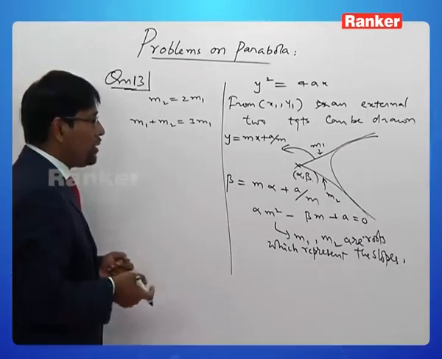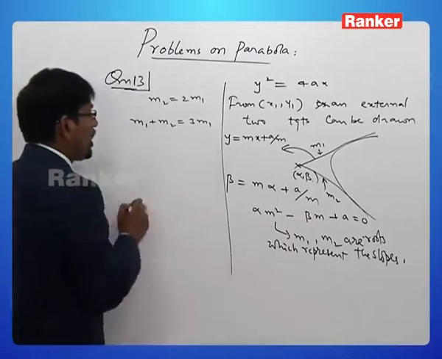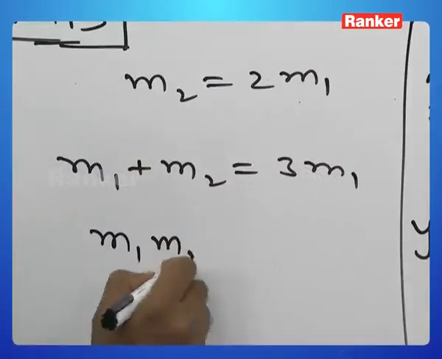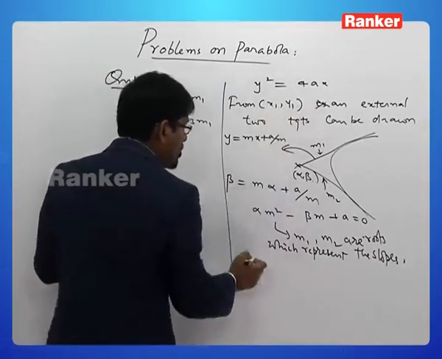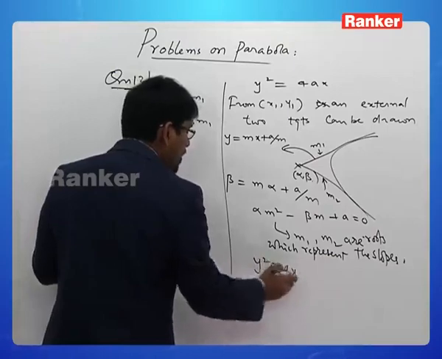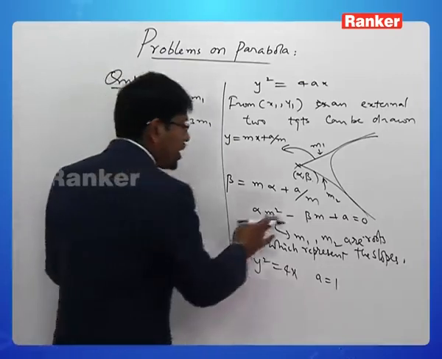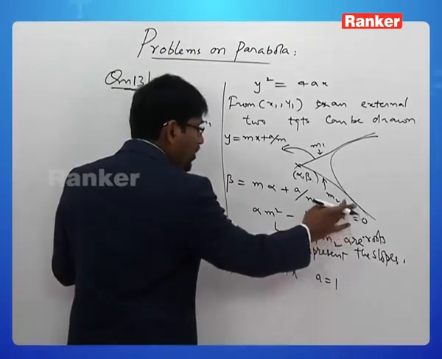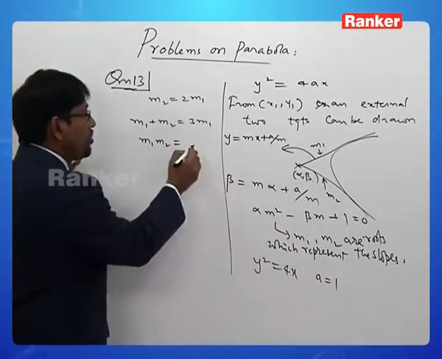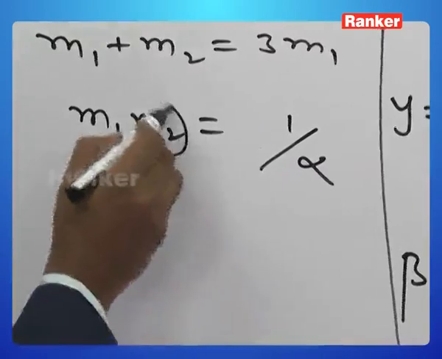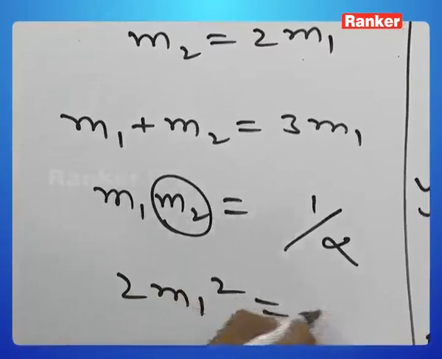Now that 3m1 should satisfy this equation. Or we can even look at m1 into m2. Here we are given the parabola to be y square equal to 4x. That's the given parabola, so a is equal to 1. So what will be the equation here? The equation could have been written in the form of alpha m square minus beta m plus 1 is equal to 0. What is m1 into m2? 1 by alpha. What is m2 here? 2m1. So 2m1 square is equal to 1 by alpha.